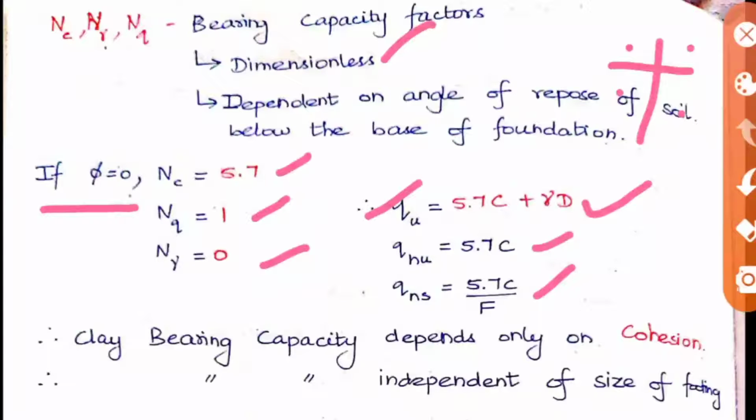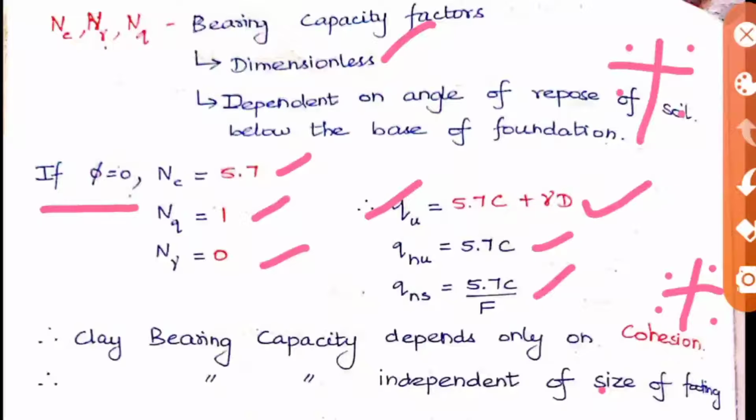From this, it is clearly shown that the clay bearing capacity depends only on cohesion. This is also an important point, and it is independent of the size of the footing. So it does not depend on the size of the footing, but it depends on the cohesion, and the bearing capacity factors depend on the angle of repose of soil.